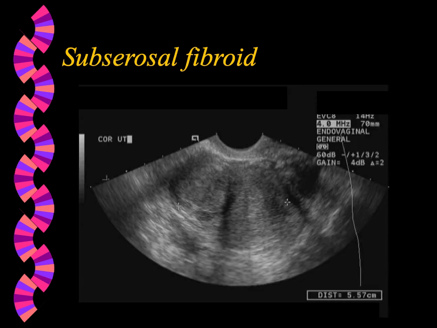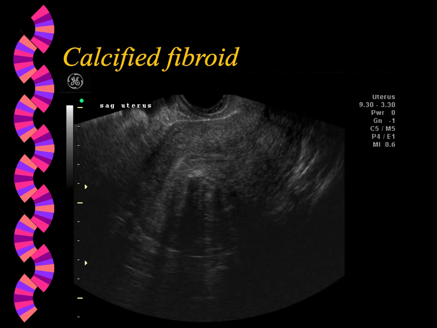Lastly, subserosal fibroids are the ones that are found on the outer surface of the uterus. And here we have a coronal view of this uterus with a subserosal fibroid. And the subserosal fibroid is that which we see within the circle. Next, we have a fibroid that's undergone a little bit of calcification. And again, calcium does not absorb sound waves, so you see shadowing beyond the calcified fibroid. And the pink oval is circling the calcified area of this fibroid.